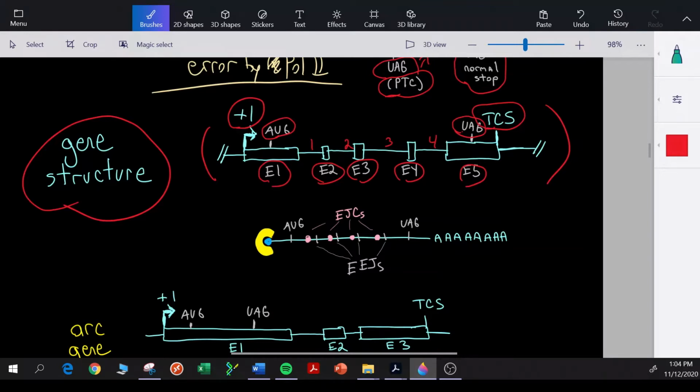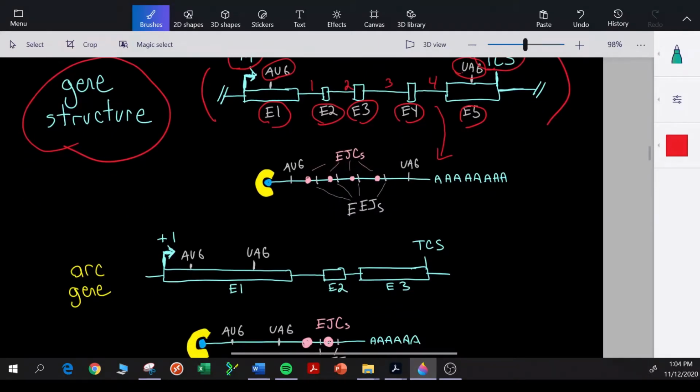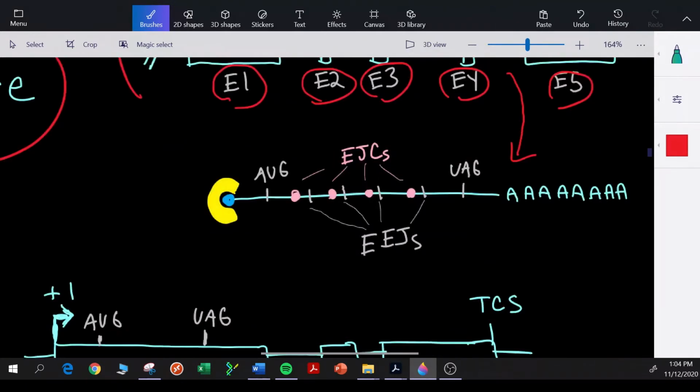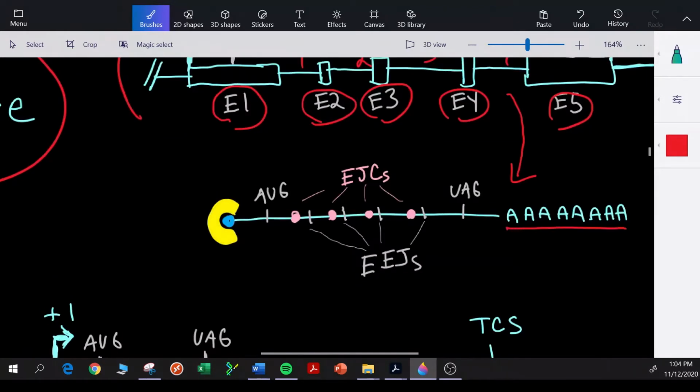So when this is transcribed and that messenger RNA is processed, we end up with a messenger RNA that looks something like this guy right here. So we have the poly A tail, cap binding complex bound to the 7-methylguanosine cap. We have the start codon, we have the stop codon, and we have all of the EJCs upstream of that stop codon. Again, these are the exon-exon junctions right here. Those are the places where the introns have been removed from and the exons have been fused together.